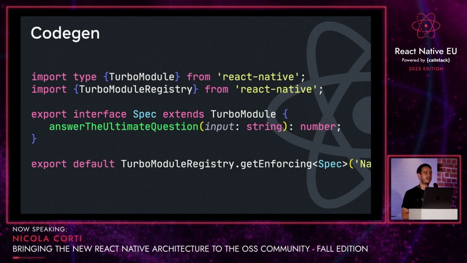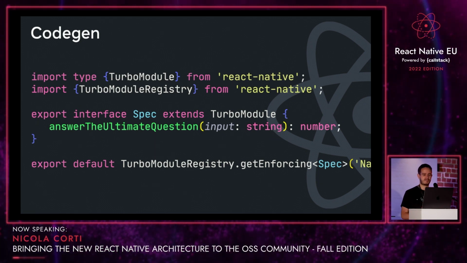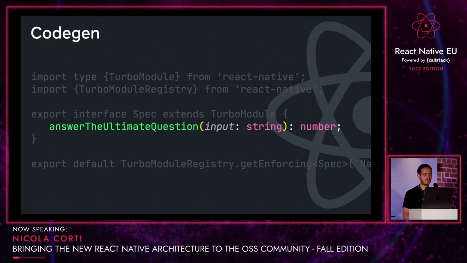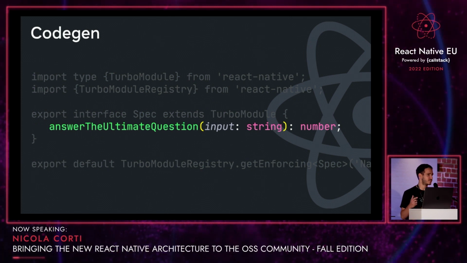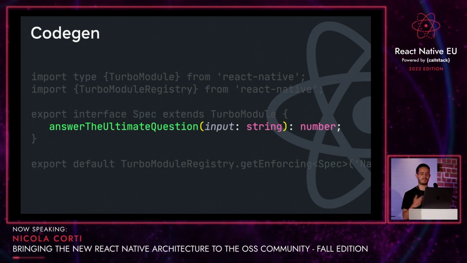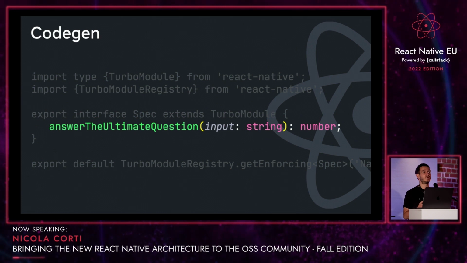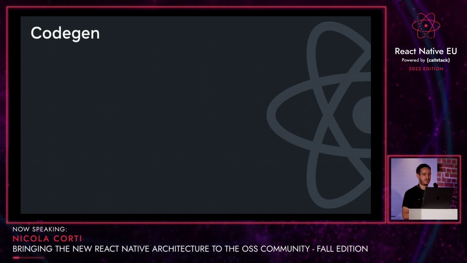What the Codegen does is it takes this spec file as an input, analyzes this function, and understands that it is a function called answerTheUltimateQuestion with an input type and a return type. From that, we can generate platform-specific code. So let's take a quick look at it.